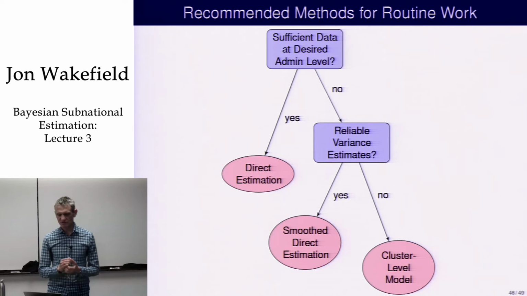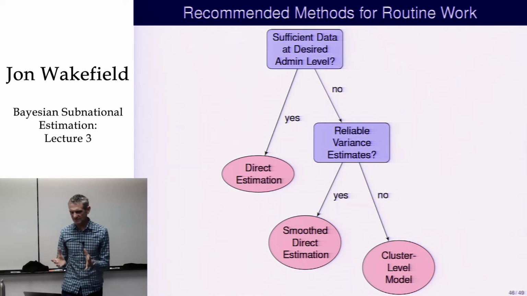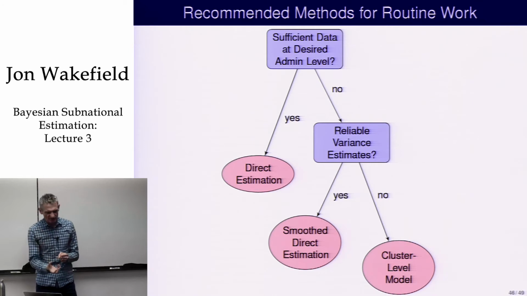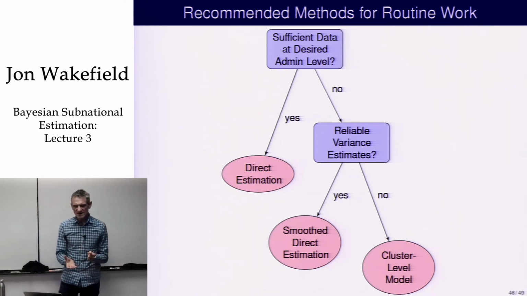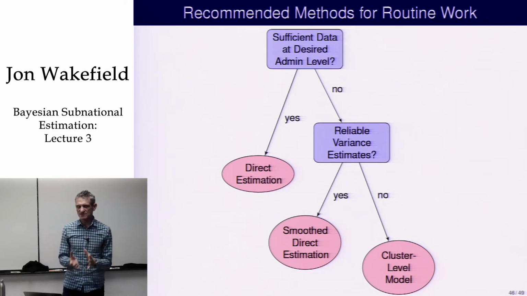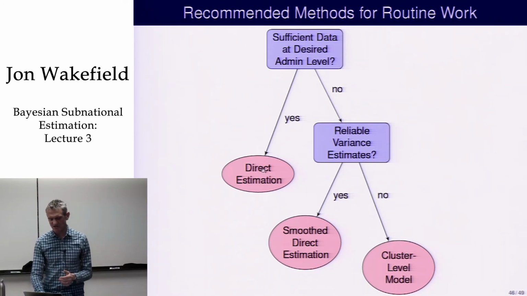Okay, so this is just a very simple cartoon of the steps of how I think about fitting these models. If the spatial and temporal level we need is such that we have sufficient samples to use the weighted estimates, that's great because they're very reliable. Direct estimation or weighted estimation is the same thing in this context. If we can get away with that, then that's wonderful because we have very few assumptions to make.